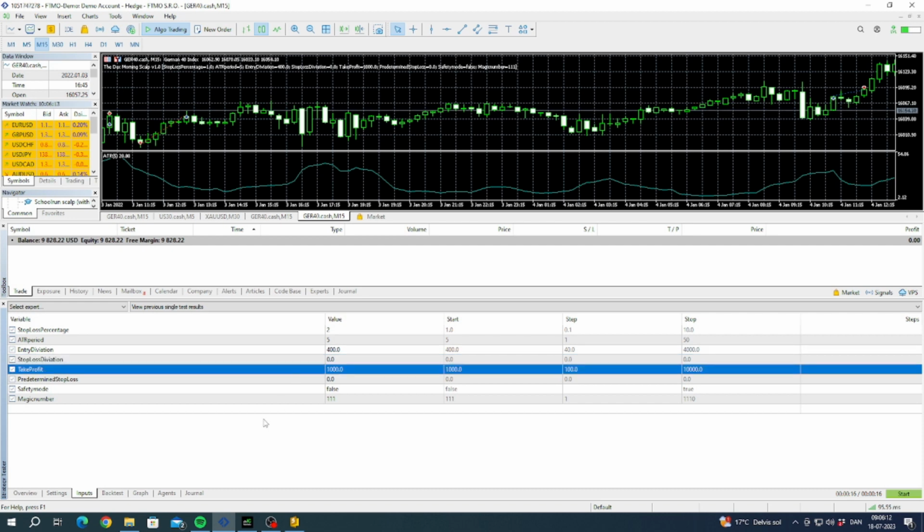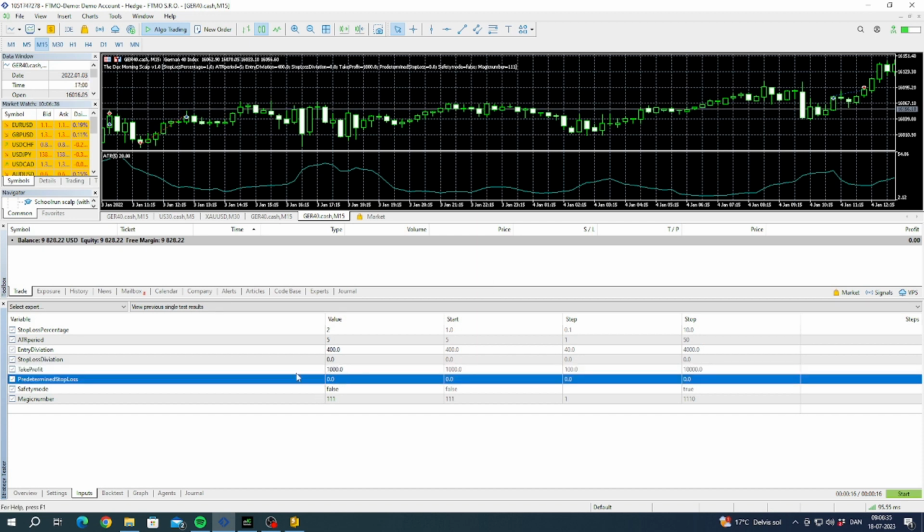The take profit is kind of self-explanatory, but this is the default take profit. The strategy uses a default static take profit of 1,000 pips, which is equivalent to 10 DAX points. But you can set it to whatever you want.